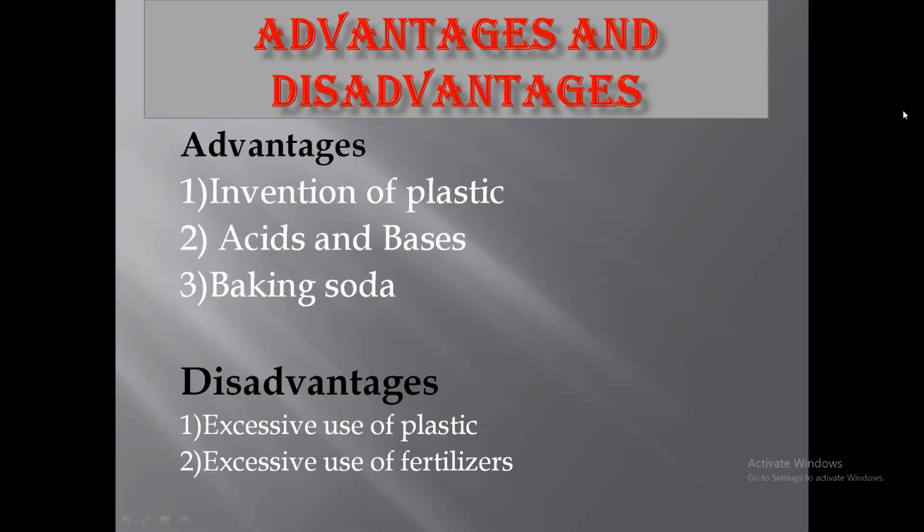And then we will see the disadvantages. The first disadvantage is that the use of excessive plastic has an adverse effect on the environment. Though plastic is useful, it is non-biodegradable and it is harmful for animals. The second is that the excessive use of fertilizers can spoil the environment, and improper usage can result in crop failure in agriculture and is harmful for the microorganisms present in the soil.